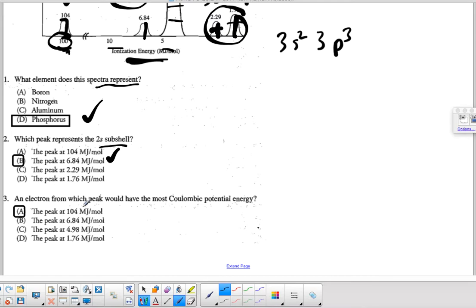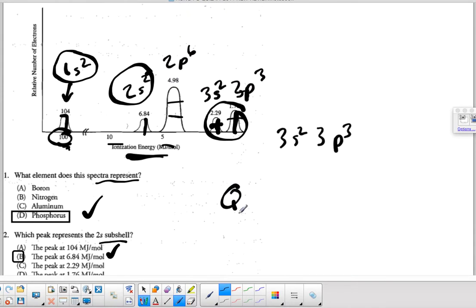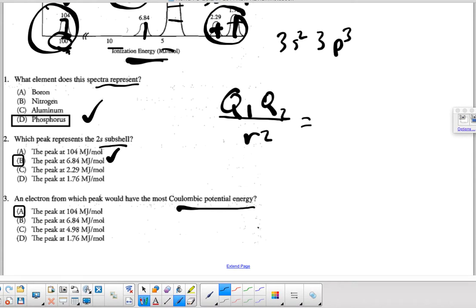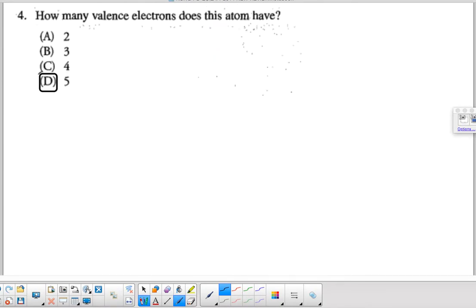Number 3. An electron from which peak would have the most Coulombic potential energy? Well, Coulombic attraction is Coulomb's law, right? Q1 times Q2, charge and distance. It's related directly to charge, inversely to distance. What that means is the closer the distance, the greater the attraction. So the correct answer is A, the peak at 104 megajoules per mole is going to have the greatest Coulombic attraction. That's what you're looking for.